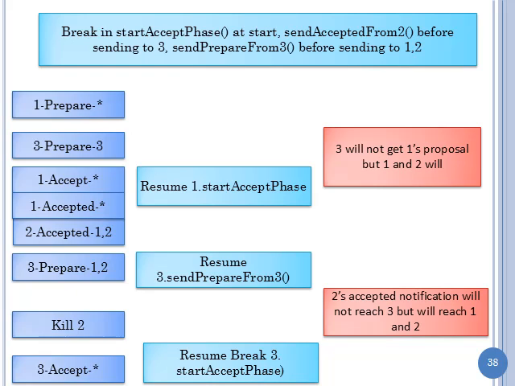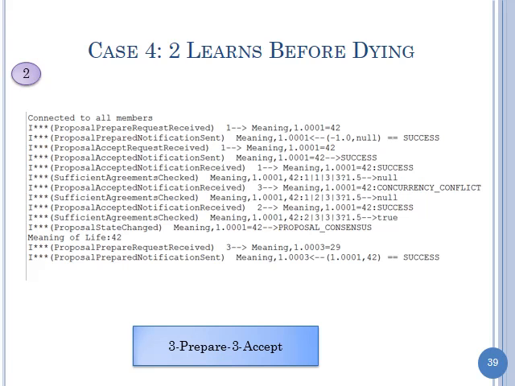2's accepted notification will not reach 3, but will reach 1 and 2. I said that earlier. Okay, and that's why 3 should repropose. So this is just reiterating what I said earlier. And we see this happening here. This is the display at node 2. Node 2 reached a consensus value of 42 and then died. So it never sent its accepted value notification to node 3.